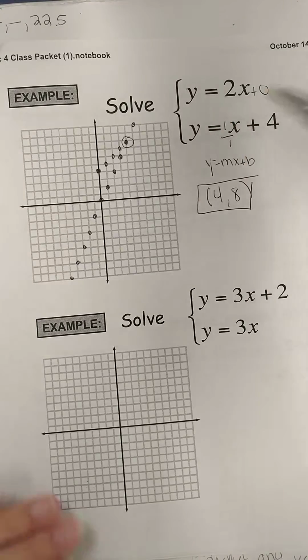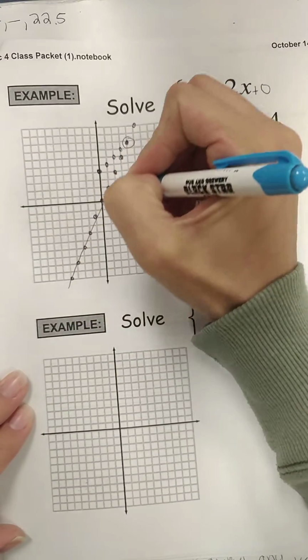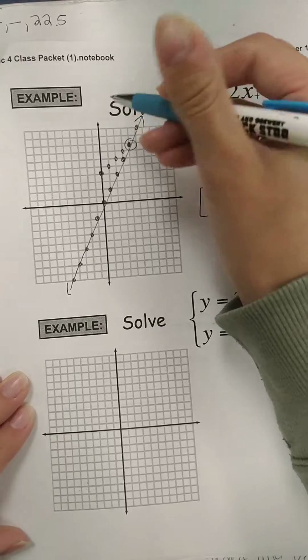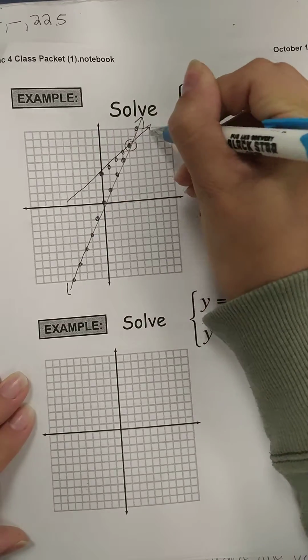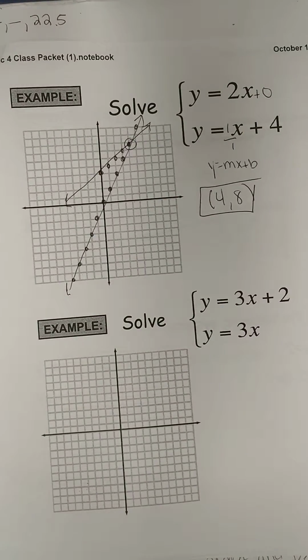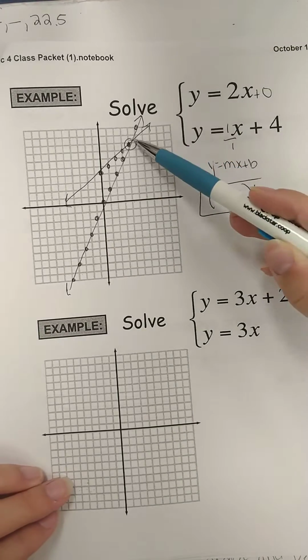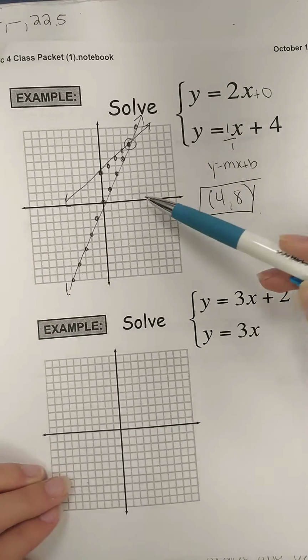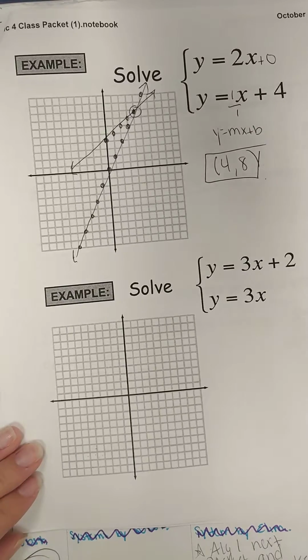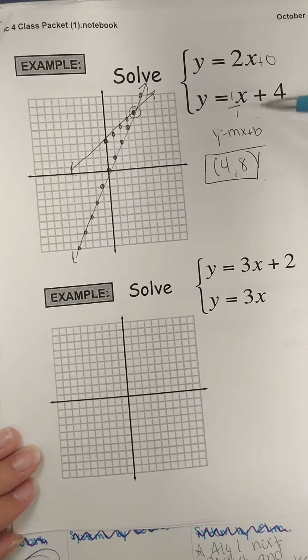There is my answer. Now that I have my answer, I'm going to go back and draw my lines through it. You don't have to wait until the end to draw your lines through it. When you draw your lines through it, it kind of gets sloppy and it's hard to see where they intersect. So I find the point where they cross, write out my answer, and then I draw my lines. So that's what you're doing. You want to graph both of these, see where they cross, there's your answer.